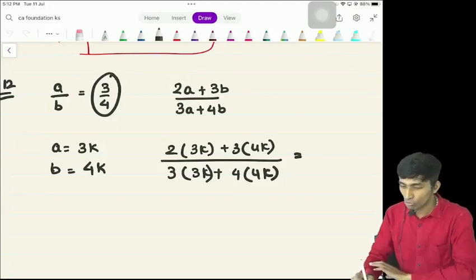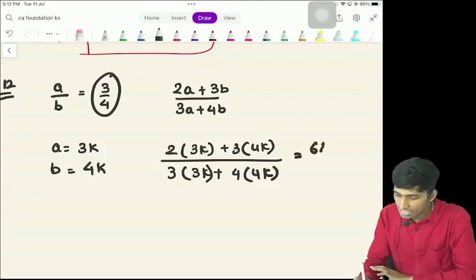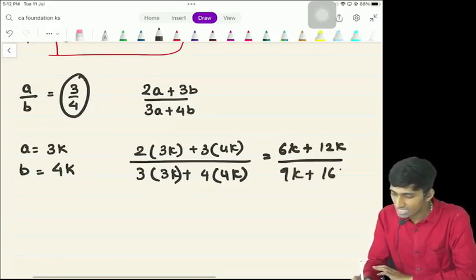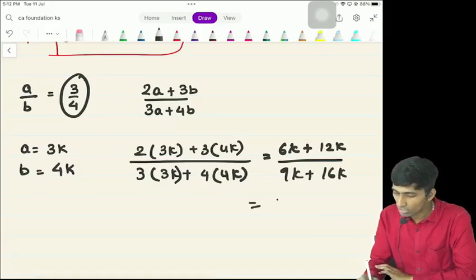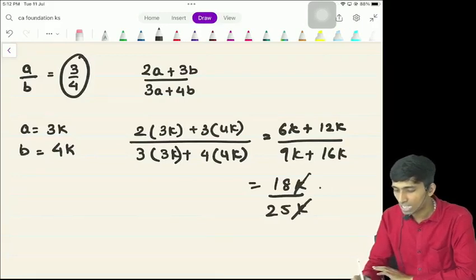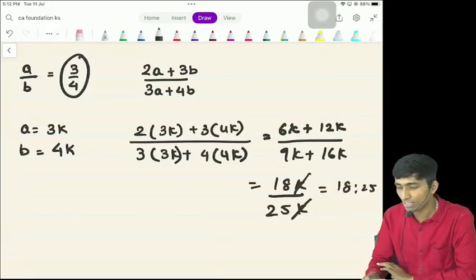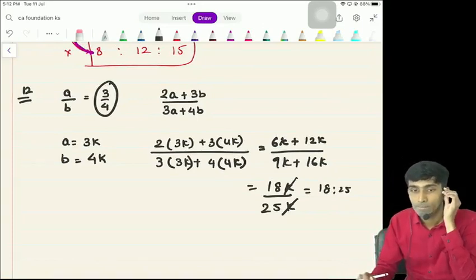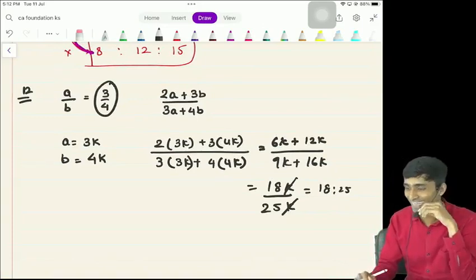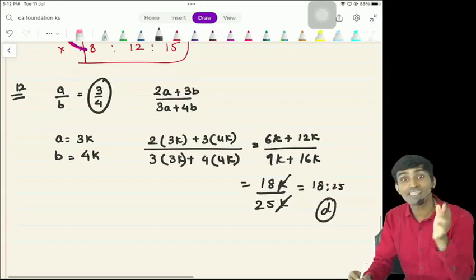Understood? So please understand, 3 2s are 6K plus 12K upon 9K plus 16K. So numerator is what? 18K upon 25K. So K will get cancelled. So the answer is what? 18 is to 25. Check. No, D is the option now. D is the option. Correct. This is the long cut.